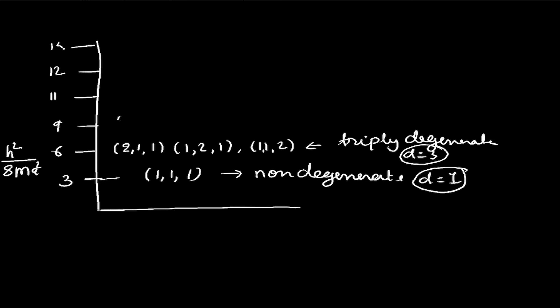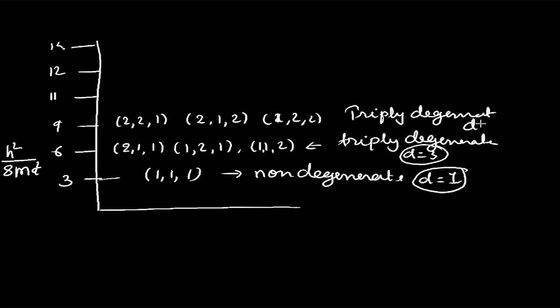Then for the next energy level, it is 2 2 1. So this third energy level is also triply degenerate. This could be arranged in this particular manner, that is 1 2 2, and it is also triply degenerate, and the degeneracy of this energy level is also 3. For the fourth energy level, again it is 131, so it is again triply degenerate. We could rearrange it as 113 and 311. So this could be arranged in three manners.